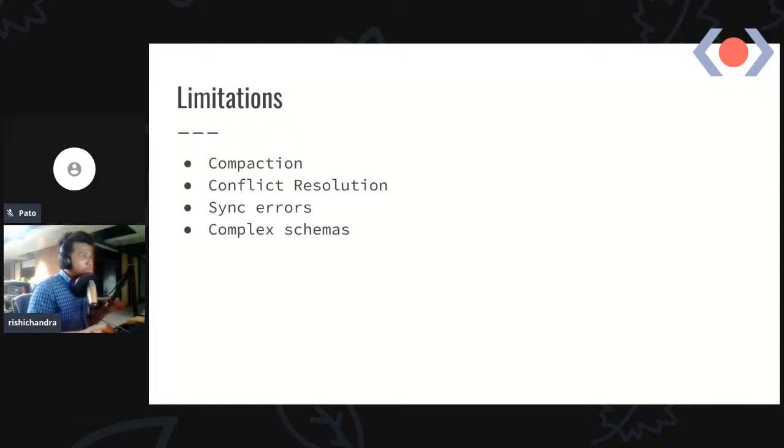And lastly, for complex schemas, say for example, there are many relationships in Postgres. It is very hard to model in a NoSQL database like RxDB.